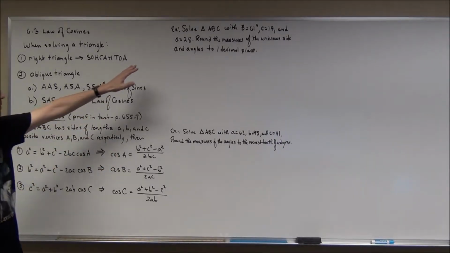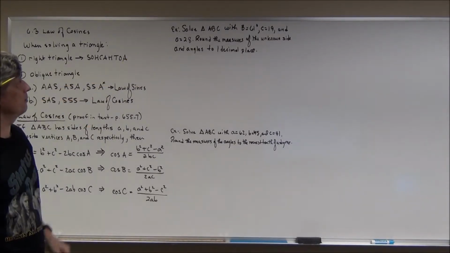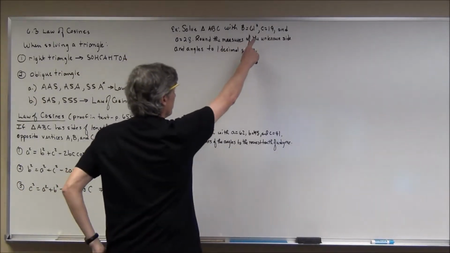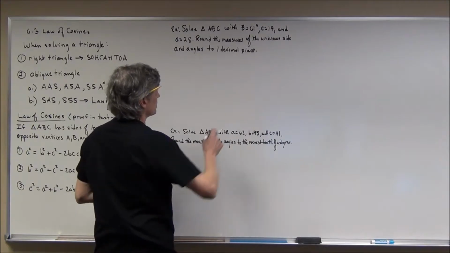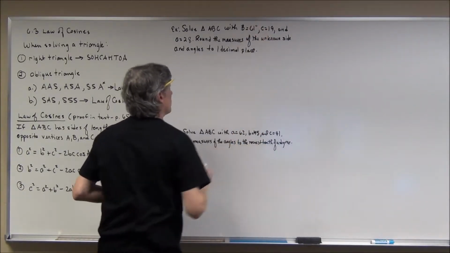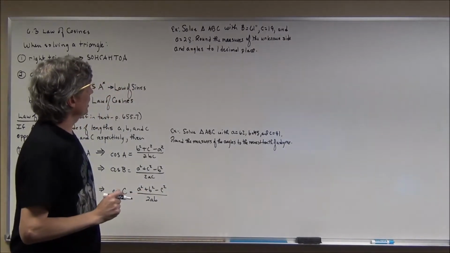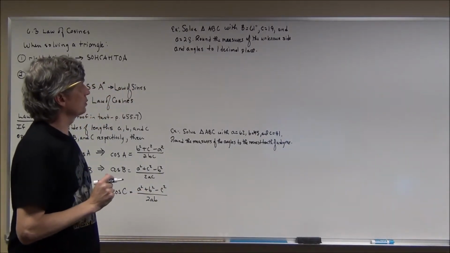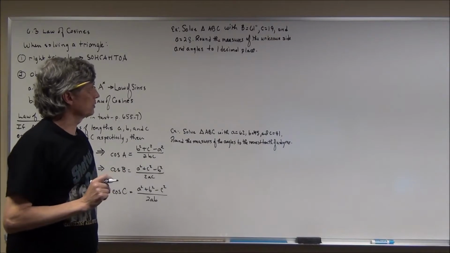So we'll start off when we have side-angle-side. It says triangle ABC with angle B being 61 degrees. That's supposed to be a degree sign there. It's not a very good one. Let's see if we can do better than that. Yeah, it's a little better. And c is equal to 19 and a is equal to 28. Round the measures of the unknown side and angles to 1 decimal place.